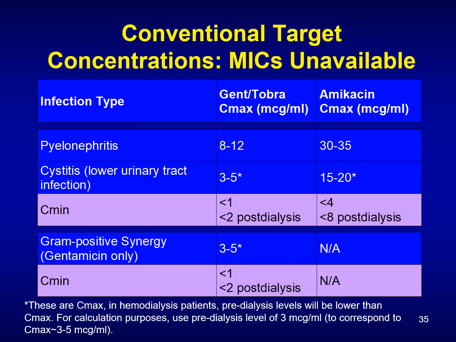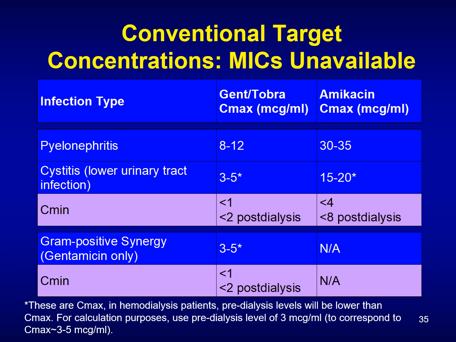When performing conventional dosing and the organism MIC is not available, we should be dosing to target the following Cmax and Cminimum. For pyelonephritis, gentamicin or tobramycin Cmax should be between 8 to 12 micrograms per ml. For amikacin, between 30 to 35. When treating cystitis, the gentamicin-tobramycin Cmax should be between 3 to 5, or for amikacin, between 15 to 20.